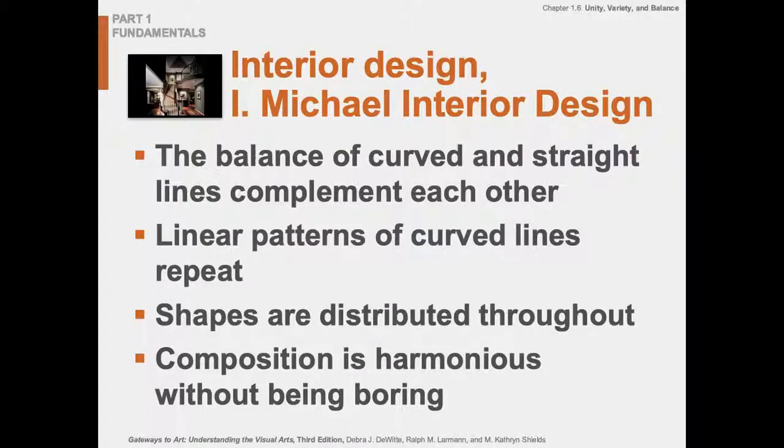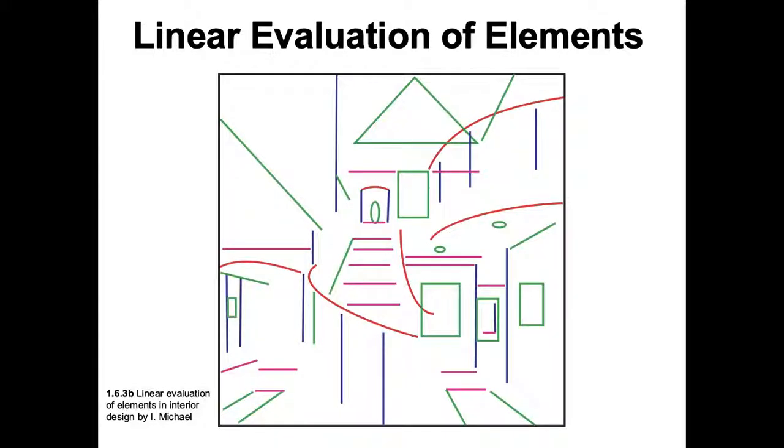So the balance of curved and straight lines complement each other. The linear patterns of curved lines repeat. Repetition is one of our key indicators toward unity. If it repeats in some kind of way, usually it's shape or line or color, okay? So you'll see it as being harmonious. And it's not boring because it's got some variety, like we talked about with these curves.